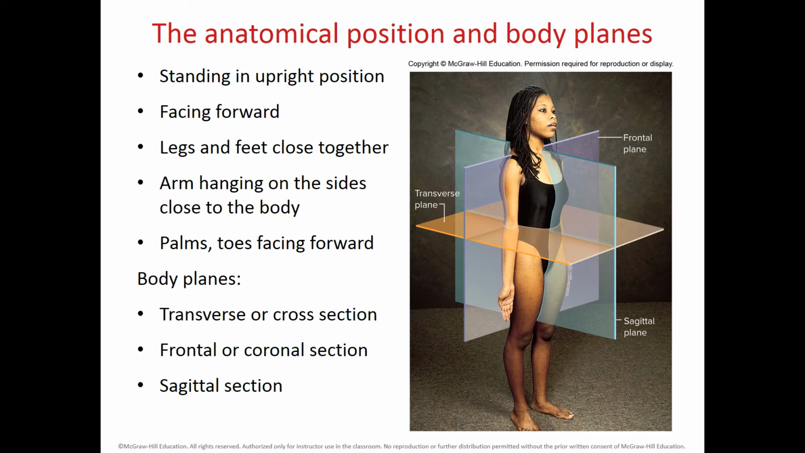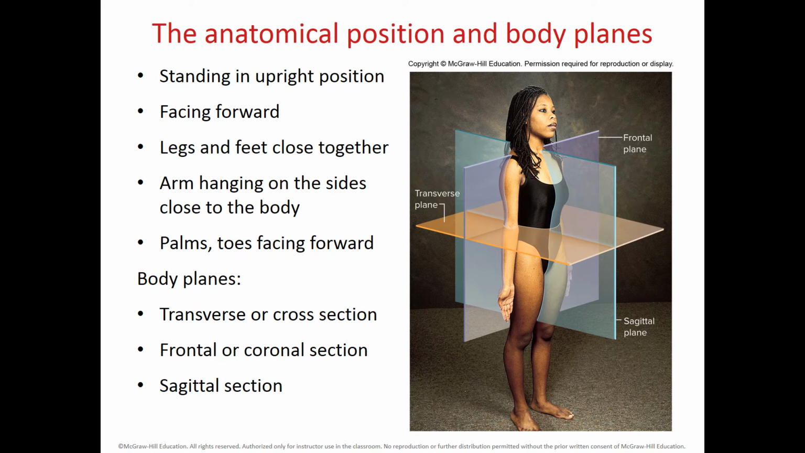Anything in the limbs closer to the trunk will be proximal. Anything in the limbs away from the trunk will be called distal. Anything internal or deep will be called internal. Anything on the surface of the body will be called superficial.